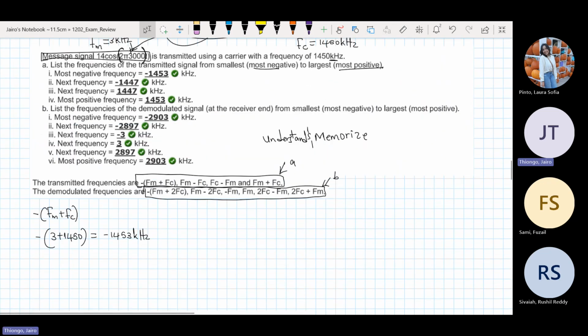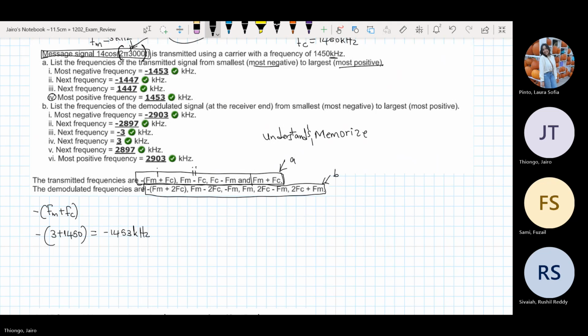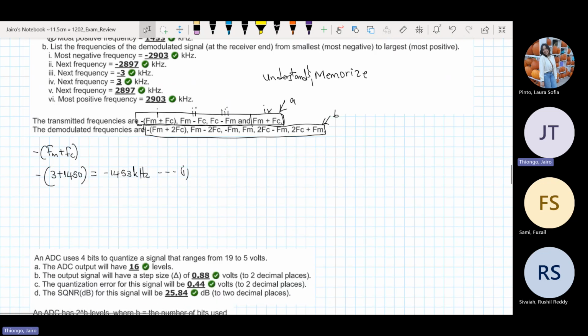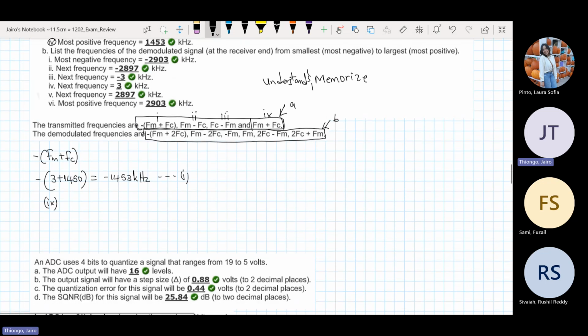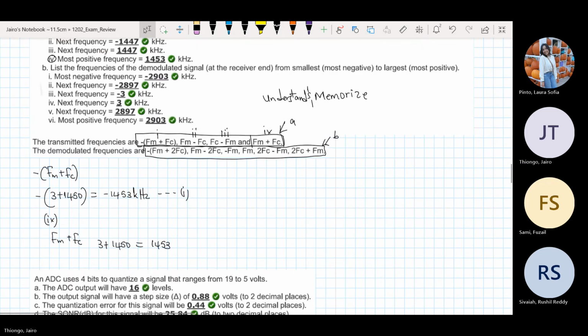So let's do this one and see if we find the answer to that. So they all follow each other. The first part, the second, so this will be I, this will be that, and then this will be IB. So this was for I. Let's do it for IB, or rather for the Roman numerals. So that will be FM plus FC. And as you see, 3 plus 1450 equals 1453. And that is the answer given here.